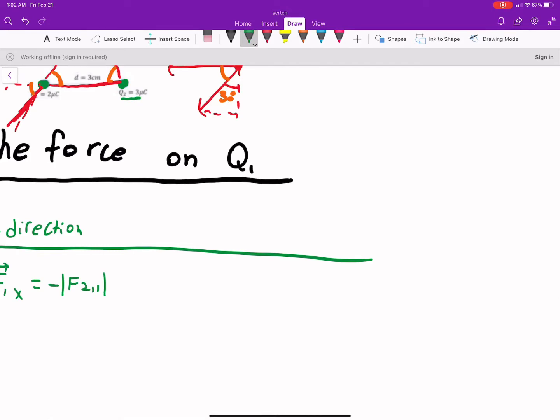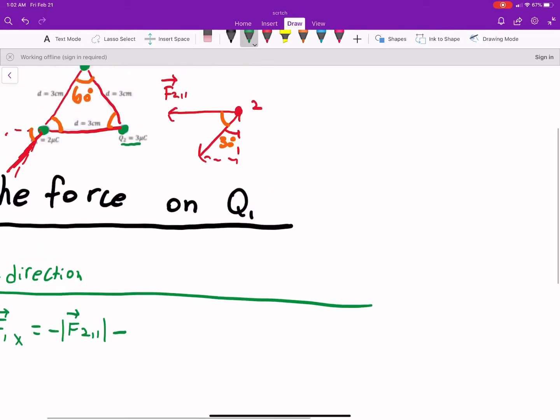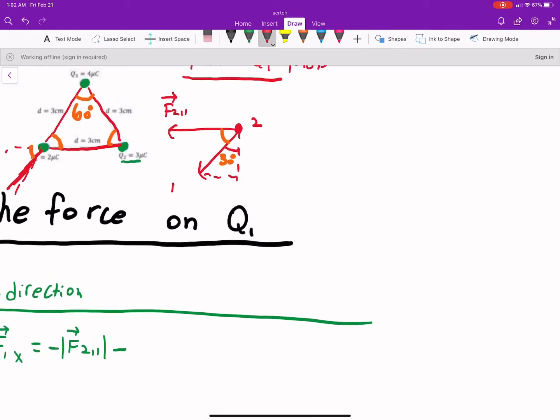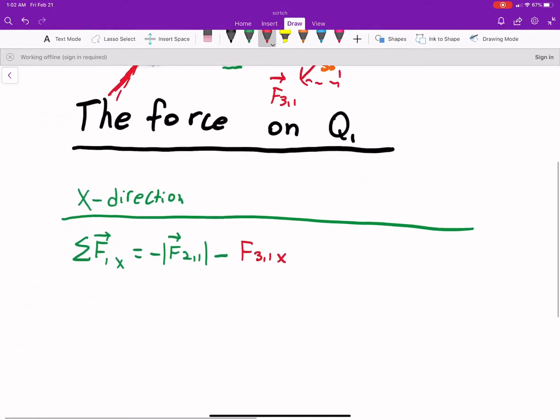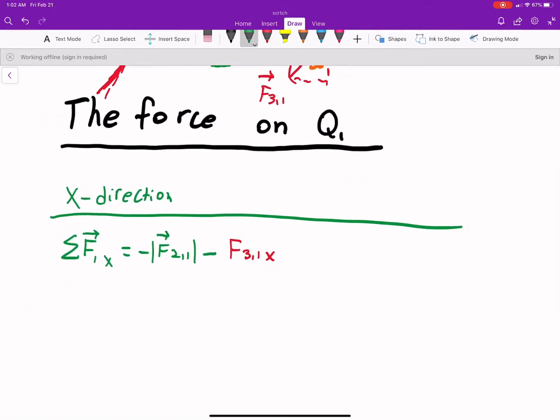So we have all of the force that 2 exerts onto 1. We also have to take away from that the X component that charge 3, this is 3 onto 1, also exerts onto 1, which would be F3 onto 1 in the X direction. It also has a Y component to it. So sum of all forces in the X direction.